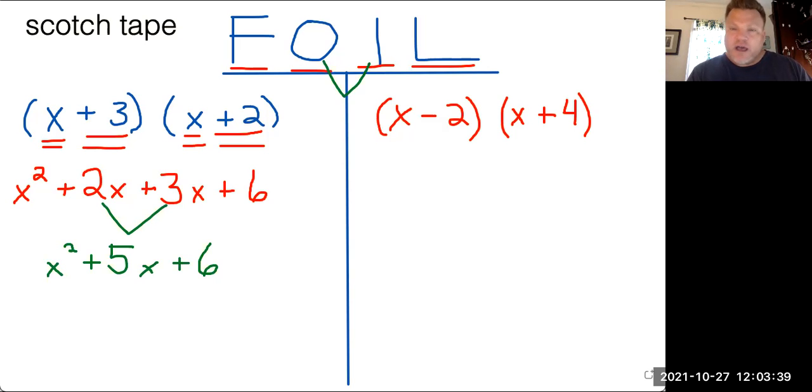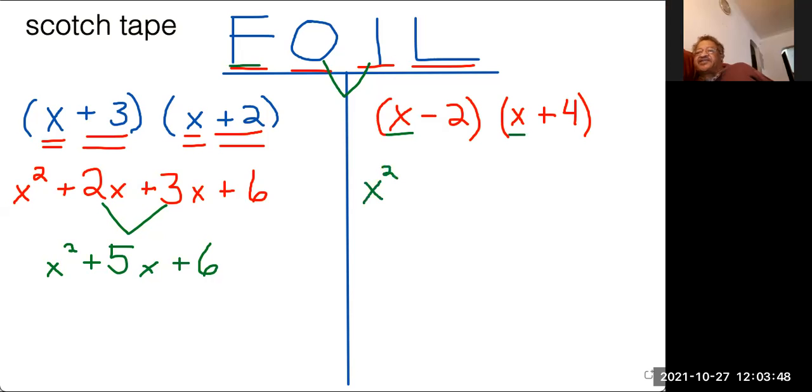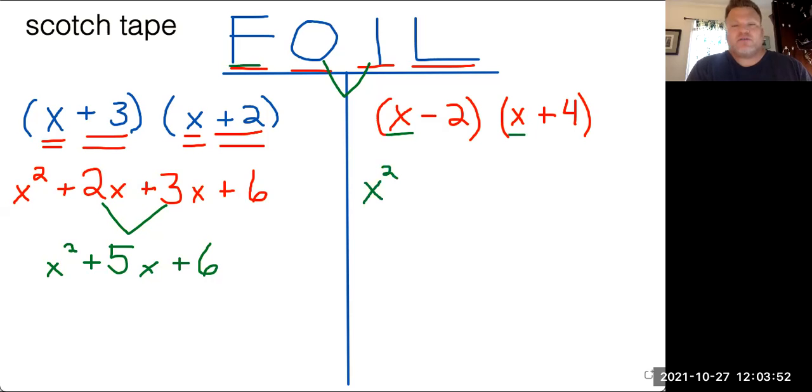So now we're going to try the same thing on the other side. First is those two, and that's always going to be that. It's pretty obvious. X to the second power. X times X is X squared. X plus X is 2X. But X times X is X to the second power. Outside is Scotch tape. So the outside one is positive 4 times X. So we just write them next to each other. Inside is the inside numbers. Negative 2 times X. Scotch tape them together.